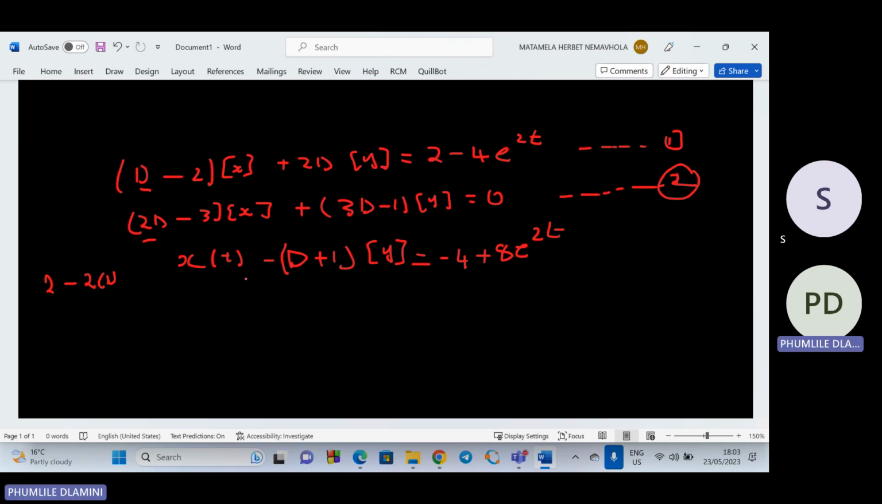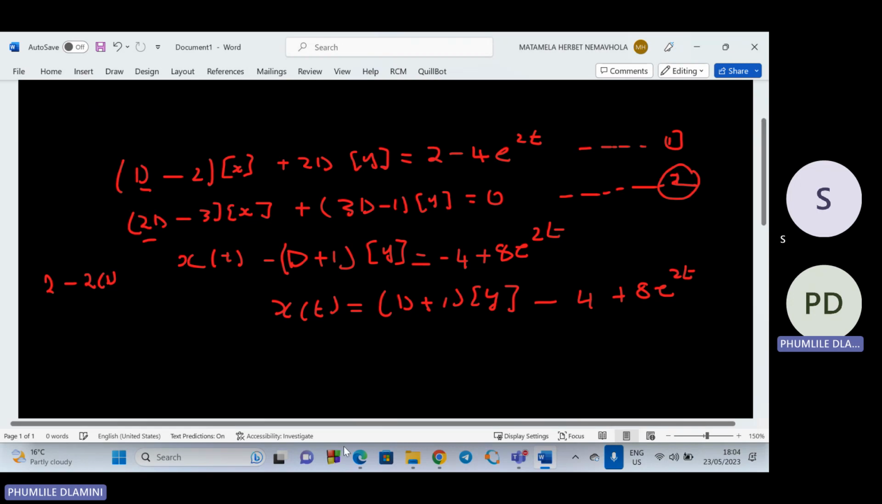Then if we write x of t in the form of x of t, we shift this one to the other side, and we're going to have x of t equals d plus 1 of y minus 4 plus 8 e to the power 2t. Then now we have that x of t.